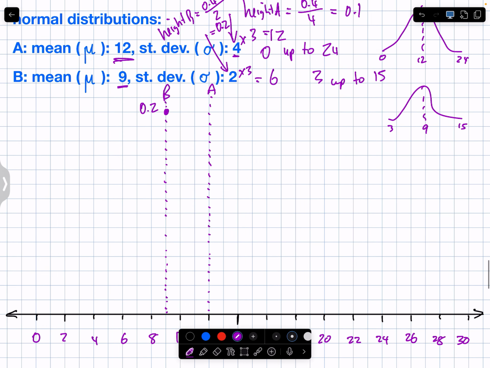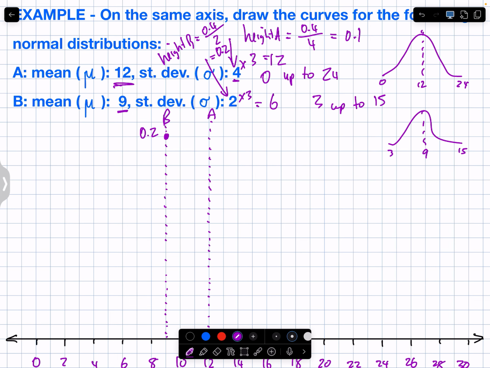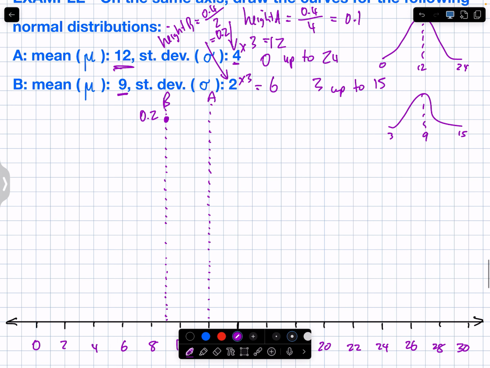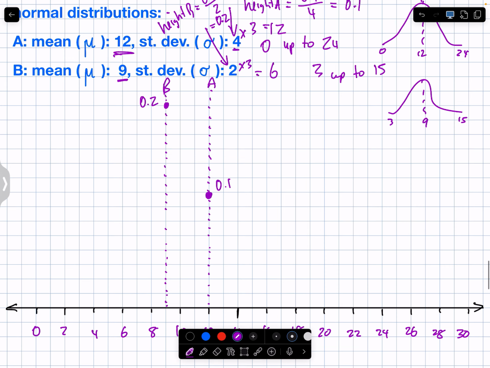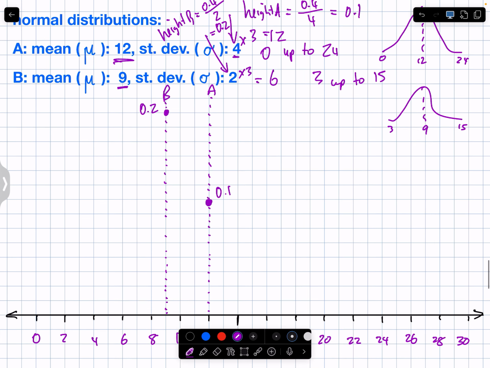And if that's 0.2, how tall is A going to be? It's 0.1. Half of it. So just eye it. A is going to be about that tall. 0.1. It just needs to be halfway down. So what we're doing is placing little guidelines for our drawing. Okay? What other guidelines can we draw?